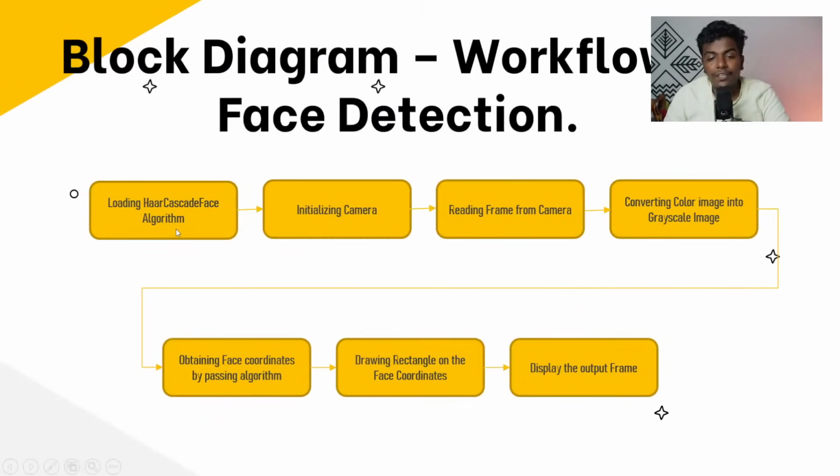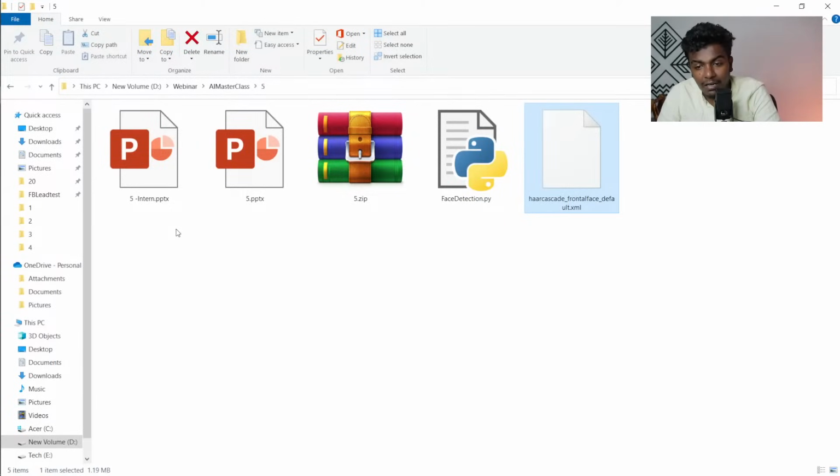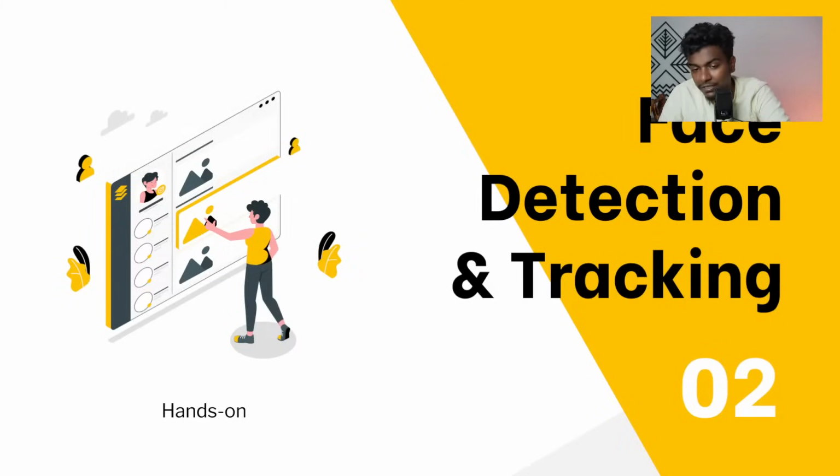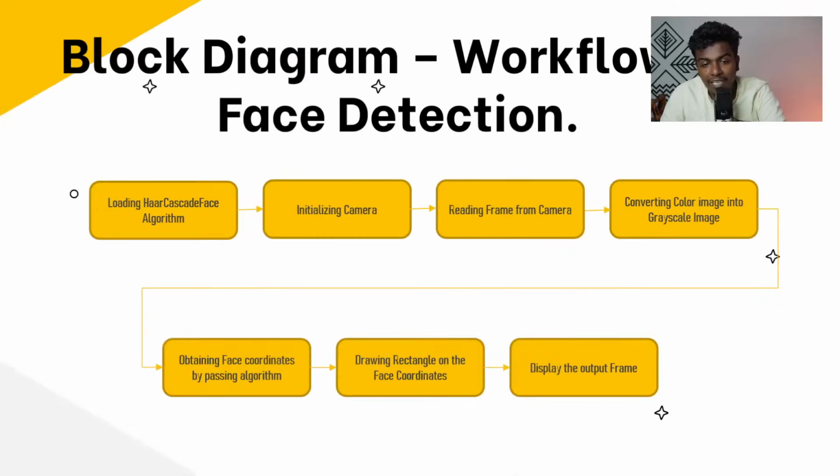Now, in the flow of the project, the first step is to load the Haar cascade trained model file. I have the model file, haarcascade_frontalface, as an XML file, which is going to be helpful for detecting the face. So the first step is to load the model. The second step is to initialize the camera.